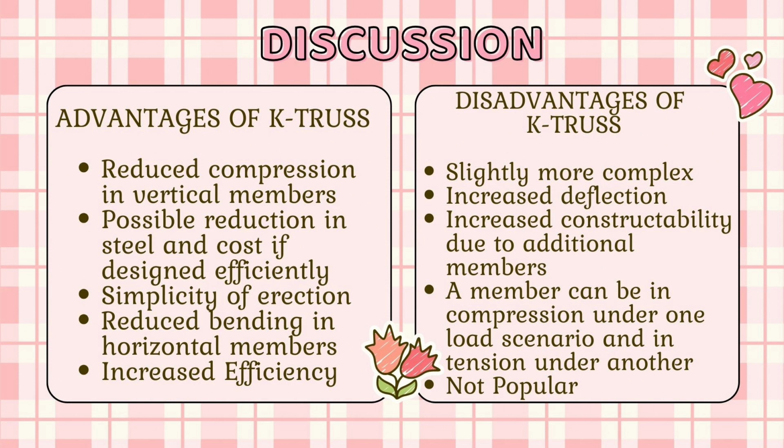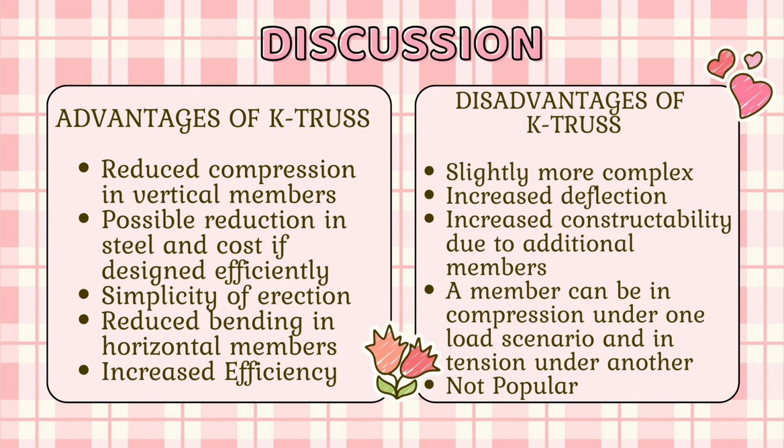In this study, we found that there are advantages and disadvantages of K-truss. Let's talk about the advantages first. Firstly, K-truss reduces compression in vertical members. Second, there is possible reduction in steel and cost if designed efficiently. Next, its simplicity of erection and increased efficiency. Lastly, it reduces bending in horizontal members.